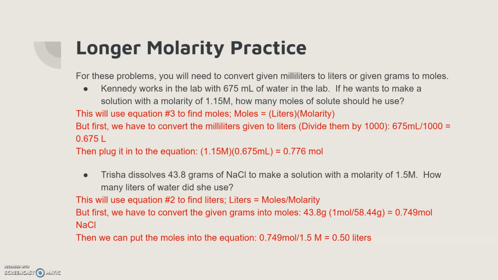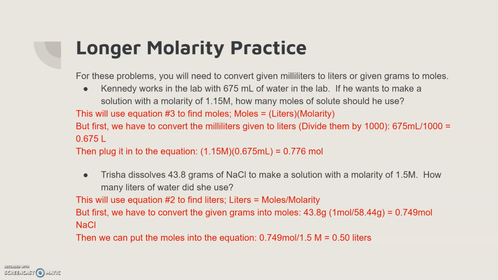But before we can start, we have to do some unit conversion. We have to convert the milliliters to liters. So we're dividing them by 1,000. We take 675 milliliters and divide that by 1,000 to obtain 0.675 liters, which is what we want. Now we can plug it in. 1.15 molarity times 0.675 liters gives us what we want, 0.776 moles.